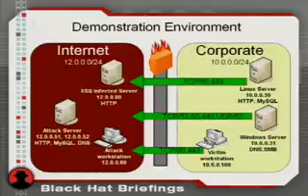This is a representation of the demonstration environment. It's fairly typical for a corporate network. The internal network uses private IP space. There's a firewall separating it from the internet. No inbound connections are allowed from the internet. The only outbound connections are on web ports for all hosts and on DNS for the resolving DNS server.